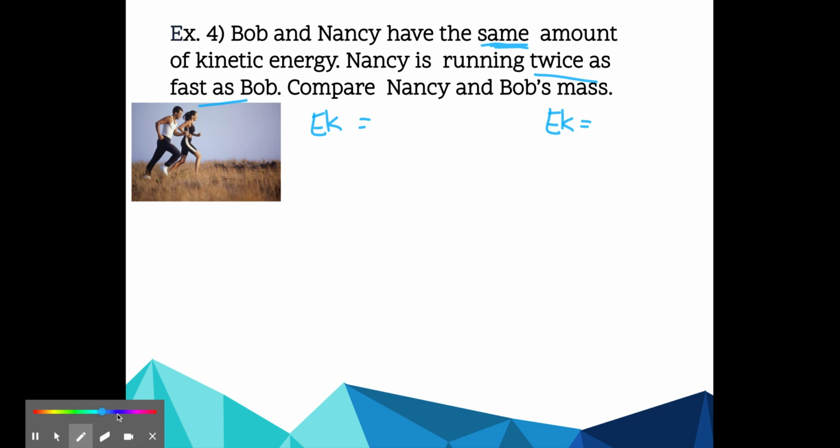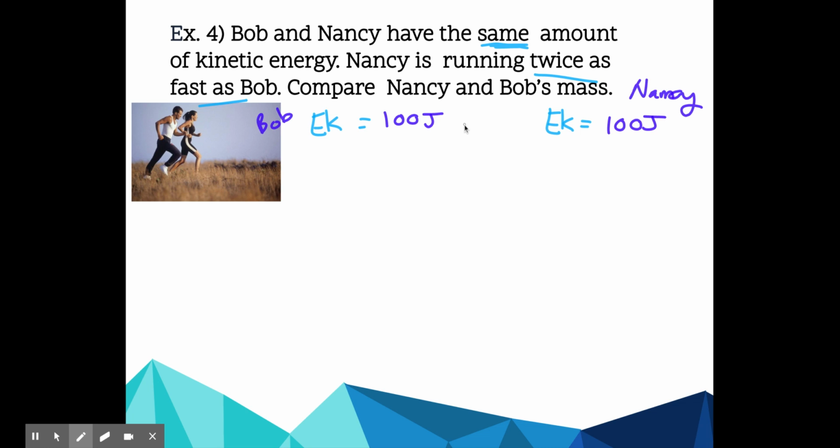So in these fun situations, you get to pick a number. I like to pick nice, easy numbers. I'm going to say they both have 100 joules. That's the same amount of kinetic energy. This is going to be Bob. This is going to be Nancy. Notice I'm going to label my work.